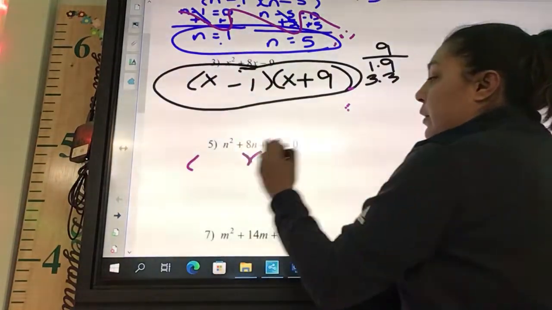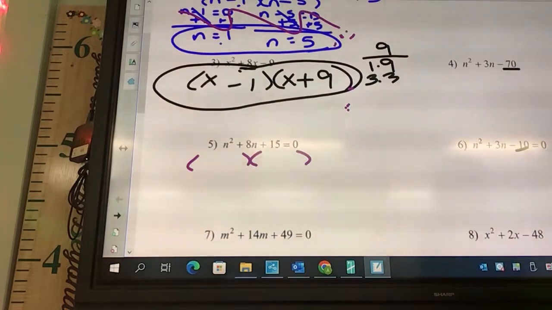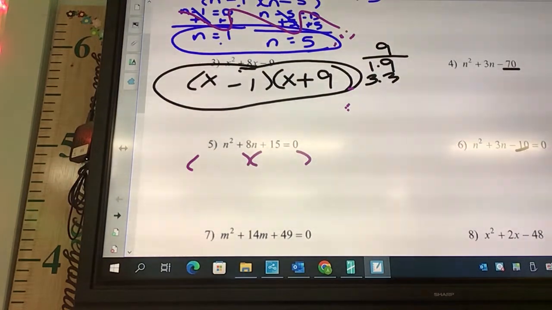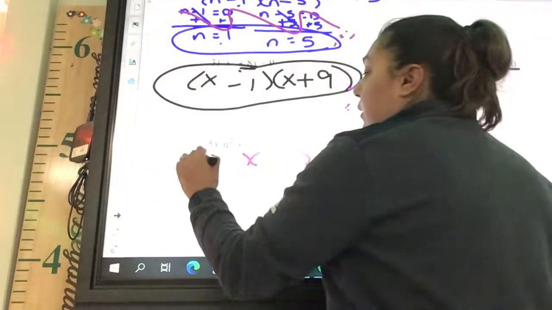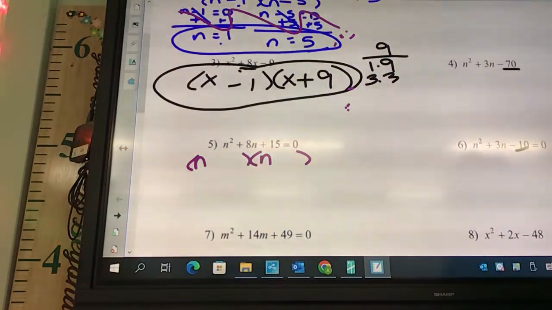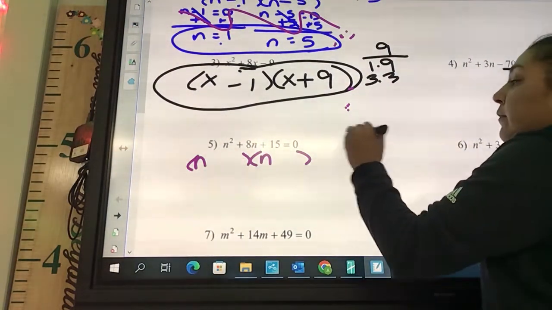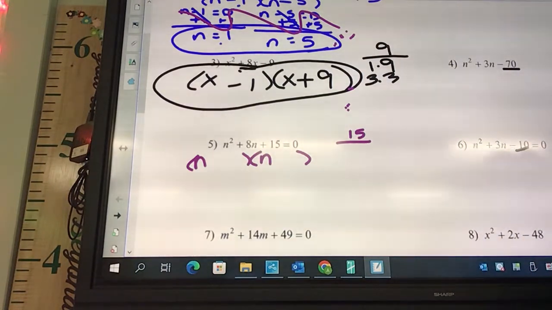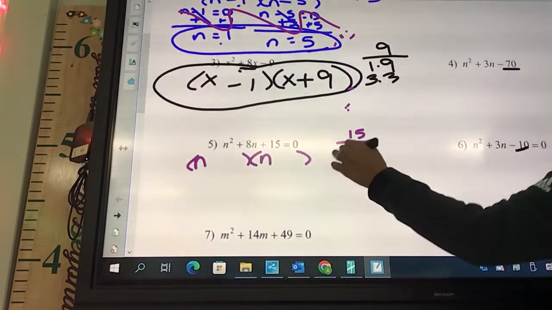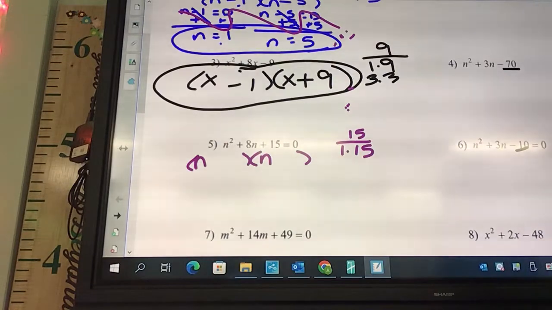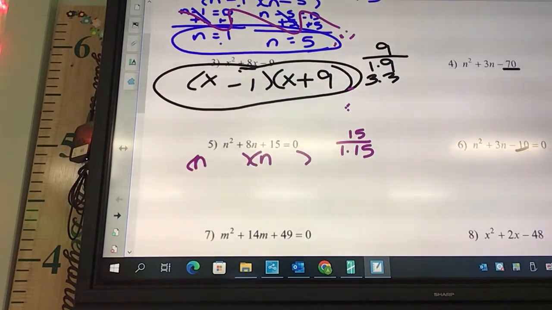But you're still going to draw your parentheses. Then what? Put the n's. Find factors of what number? 15. What's the first one? 1 and 15. Okay, does 2 go into 15? You say 15 divided by 2. No. 3. 3 and 5.